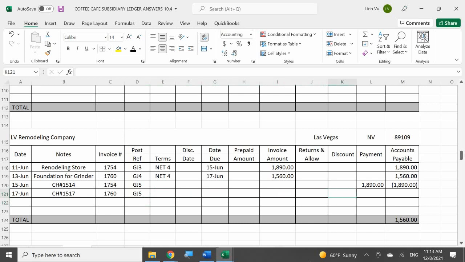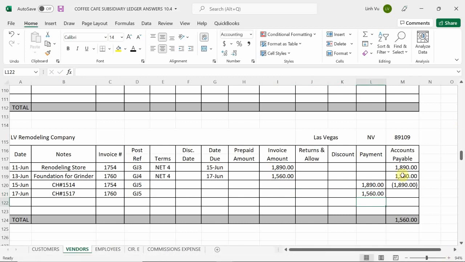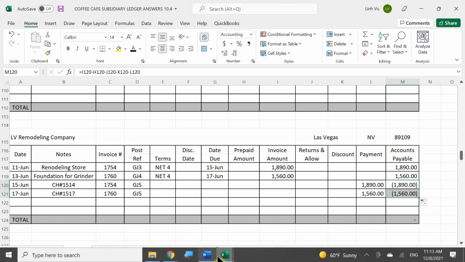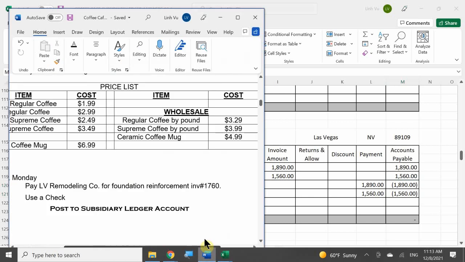And this time we made a payment for $15.60, which should give me a negative balance here, which means in grand total, I don't owe LV Remodeling anything, right? I paid for all the bills that they sent to me. I paid them off. Nothing I owe. Okay? All right. Any questions so far?